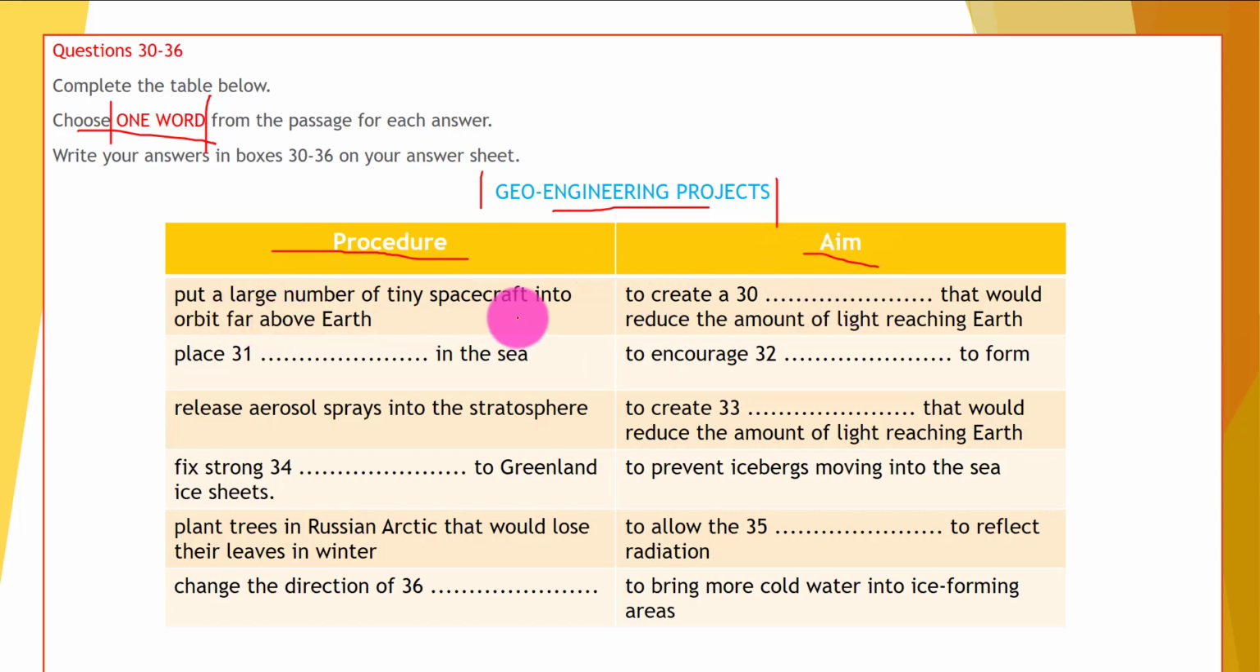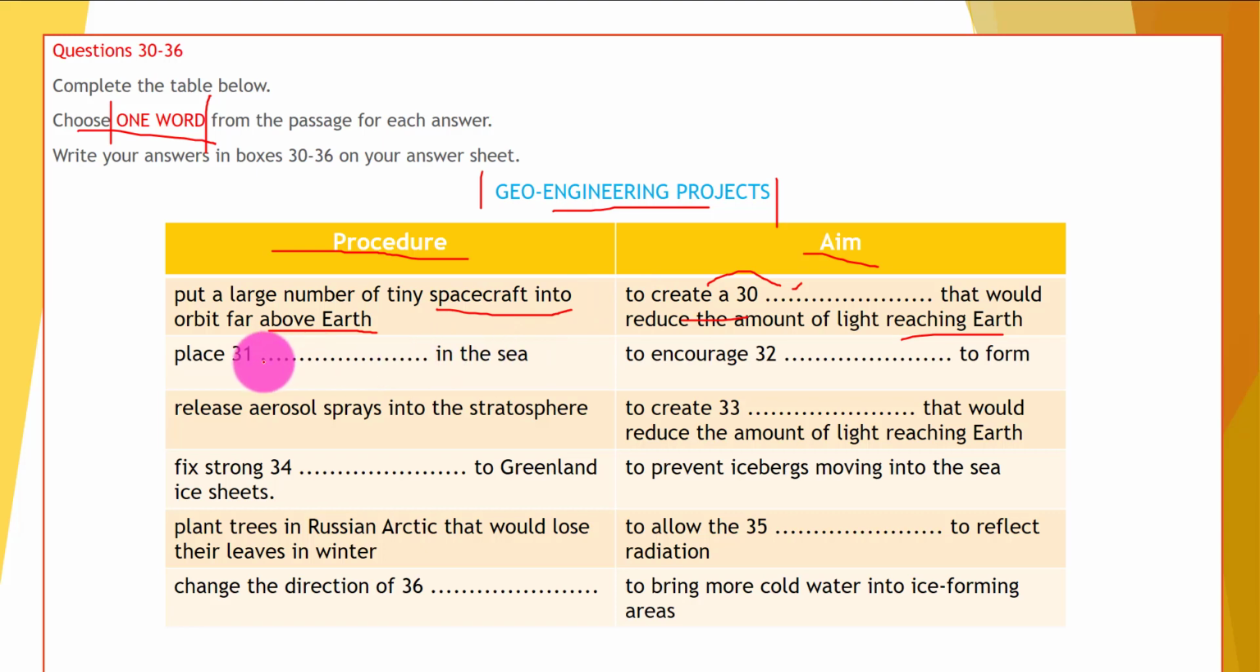Okay, now let's read and choose our first keywords. Put a large number of tiny spacecraft into orbit far above Earth, to create something that would reduce the amount of light reaching Earth. Some people in table questions just read the question part of the table, but that's a fatal mistake. You need to read the two columns in order to be able to find the relevant part of the text. Okay, that's very important, to read the two columns.